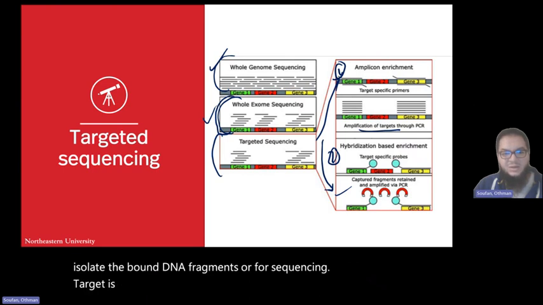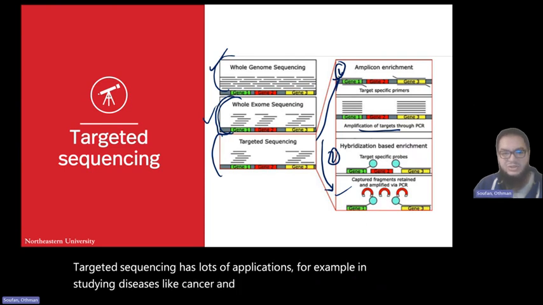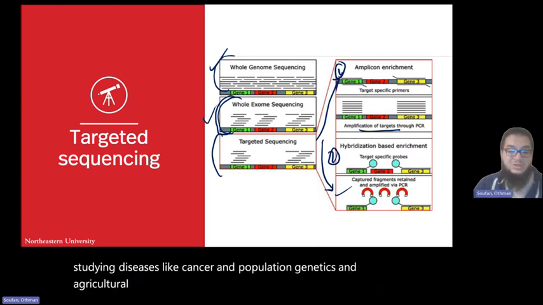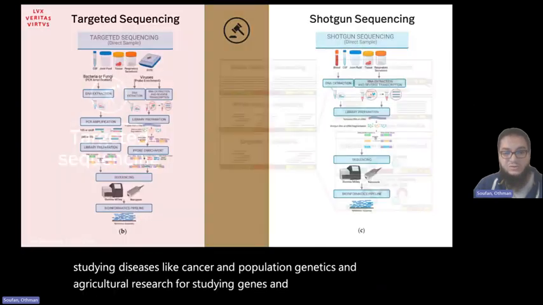Targeted sequencing has lots of applications, for example, in studying diseases like cancer and population genetics, and agricultural research for studying genes in crops or livestock, and so on and so forth.